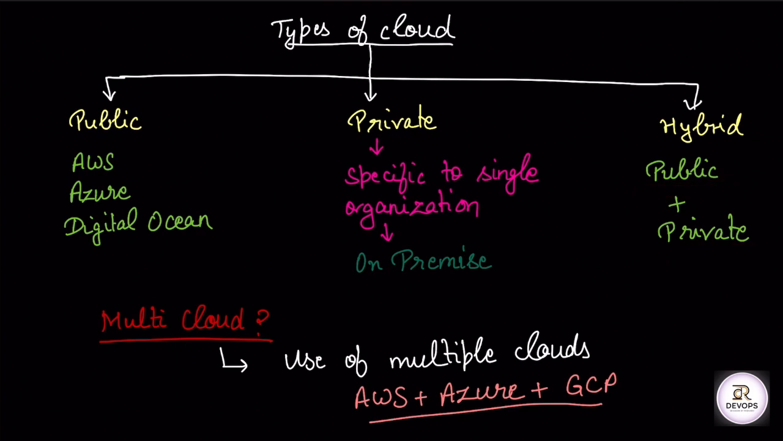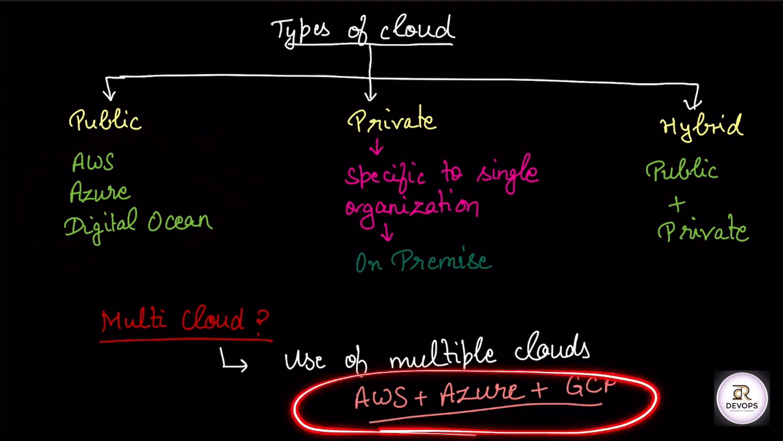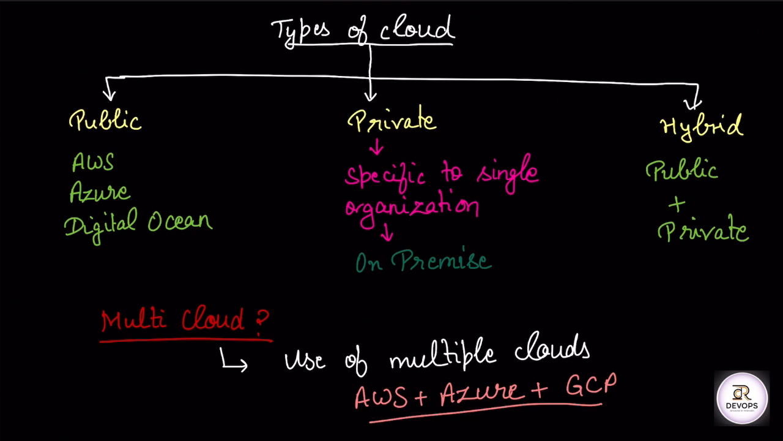We have heard terms like multi-cloud. Then what is multi-cloud? Multi-cloud is nothing but the use of multiple clouds. For example, I am using AWS as well as Azure, or I can use all three to deploy my applications. So we are using multiple clouds to deploy our stuff or create the resources. That is known as multi-cloud.